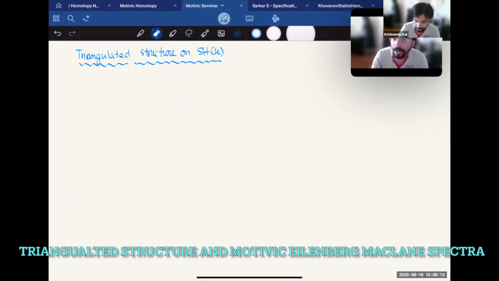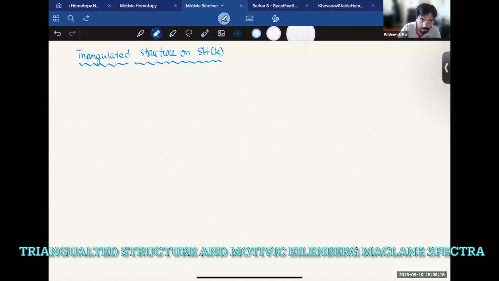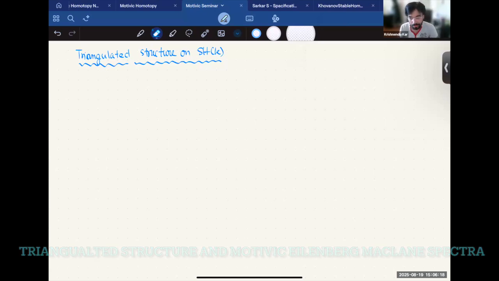So let's start today's session. Today I'll be talking about two things: the triangulated structure on the Motivic stable homotopy category, and then we'll move to seeing the Motivic Eilenberg-MacLane spectrum representing Motivic cohomology. So these are the main two topics for today. And let's just get started.